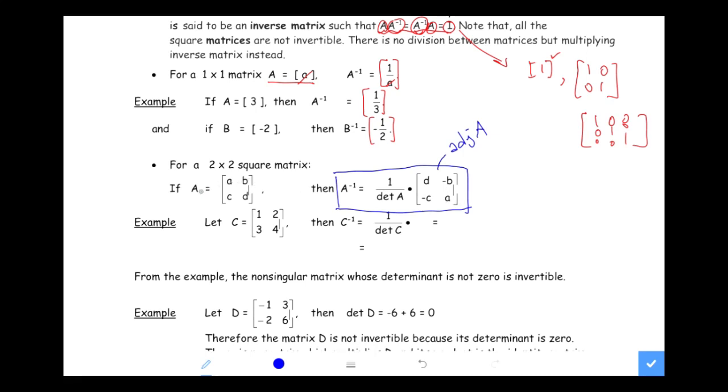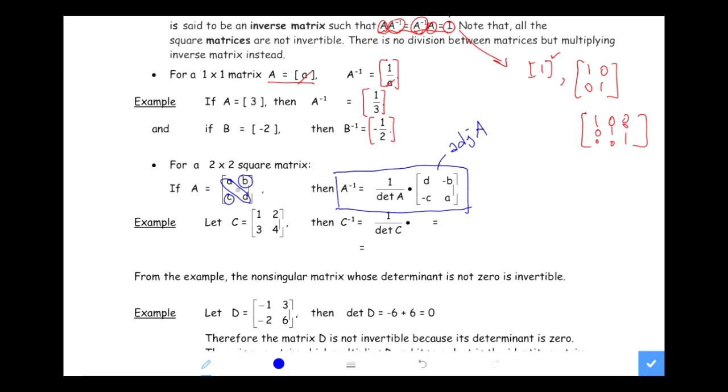If your matrix A has four members like A, B, C, and D, the shortcut is you have to swap A and D. Swap the position of A and D like this. See? A will just go down and D will just go up. And next, for the upper triangular and the lower triangular entries, you just have to swap the sign of it.